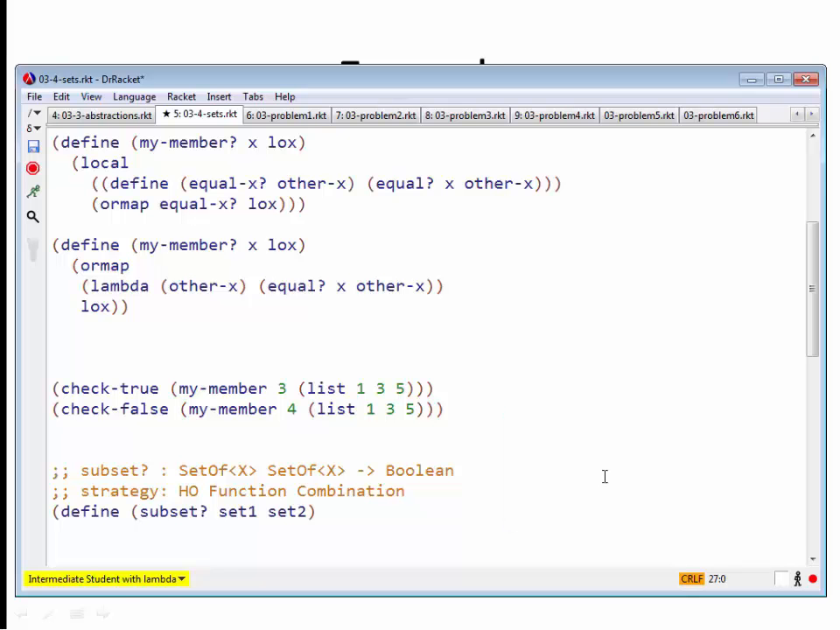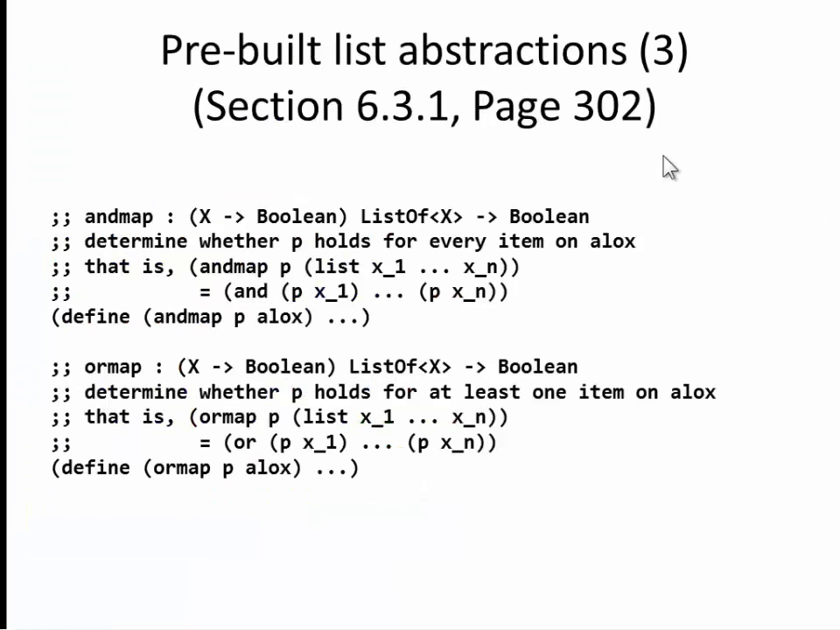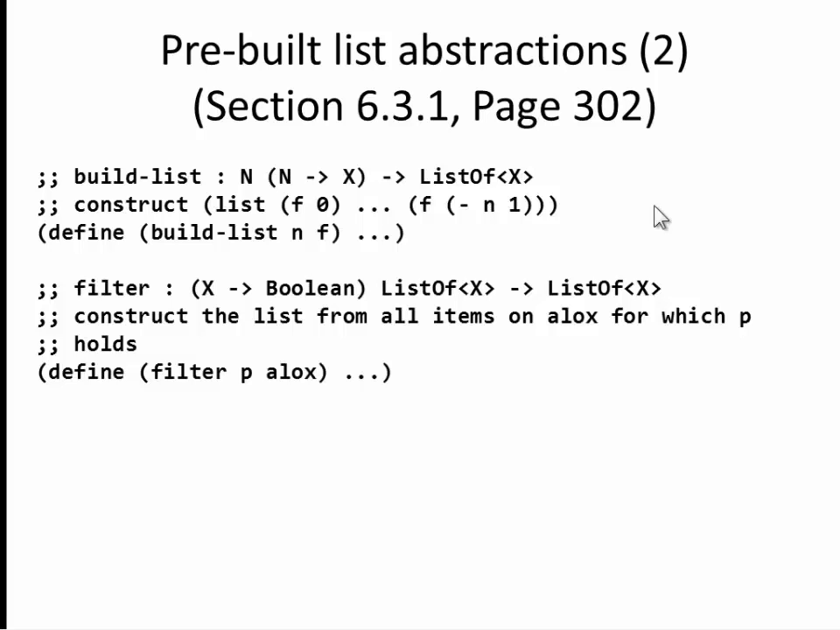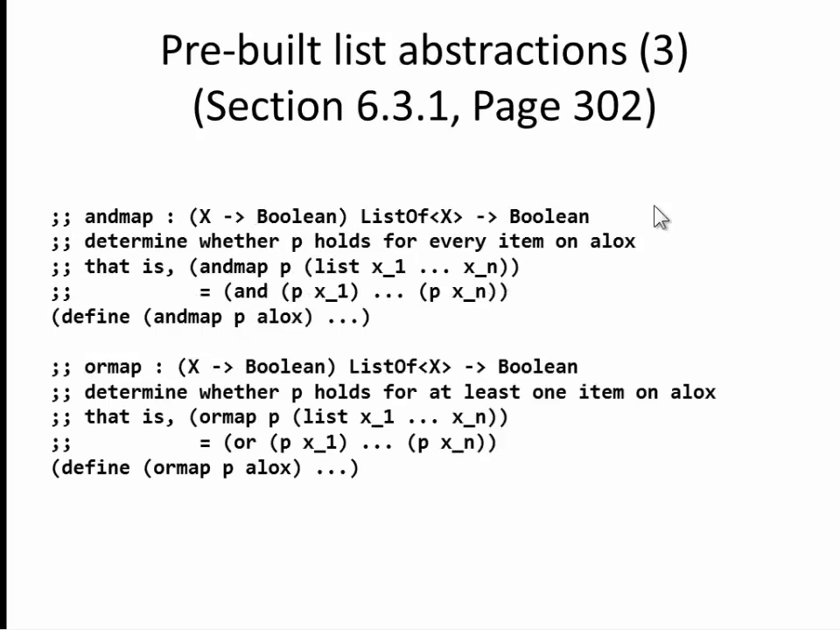Does a map produce a Boolean? What does map produce, somebody? It produces a list of things. Okay, which functions produce Booleans? Let's go back and look. Okay, yeah, well, let's see. Foldr could produce a Boolean if you asked it nicely. Build-list is never going to produce a Boolean. Filter is never going to produce a Boolean. Ah, here we go. And andmap and ormap produce Booleans.